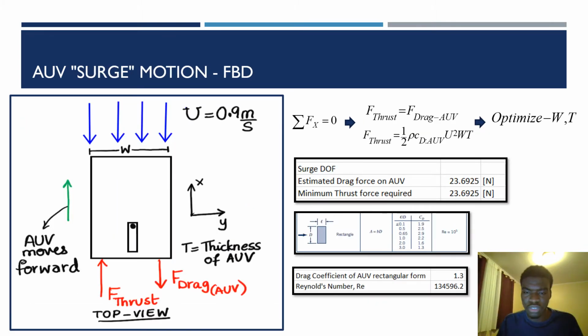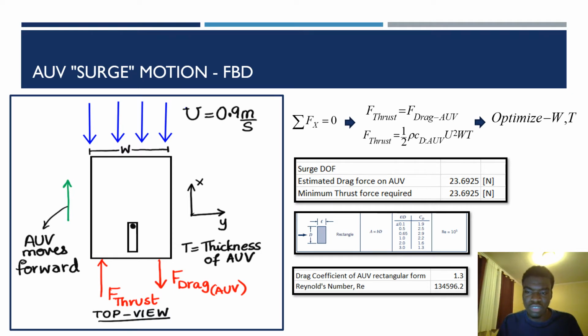Moving on to the surge direction, or the direction of forward and backward motion. Analysis of this direction is important to determine the required thrust force to maintain the desired speed. The main forces acting in this degree of freedom are the propulsion forces from the thrusters and the drag force acting on the body of the AUV.